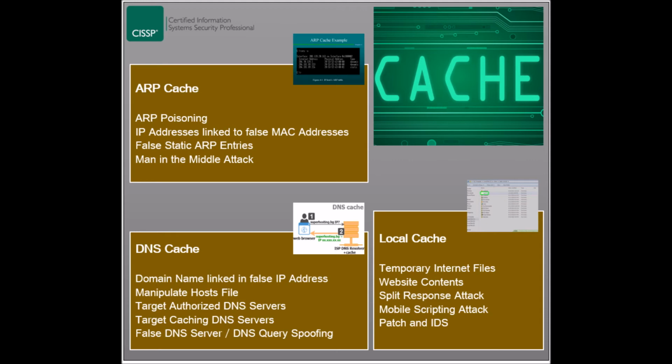Mobile scripting attacks are another security issue, which can be used to inject false content into the file cache. This false content could be called when a user even visits a legitimate web page. There are no proper patches that could resolve these issues completely, but keeping the operating system and the applications updated is important, and installing intrusion detection and prevention systems provides a further preventative control.